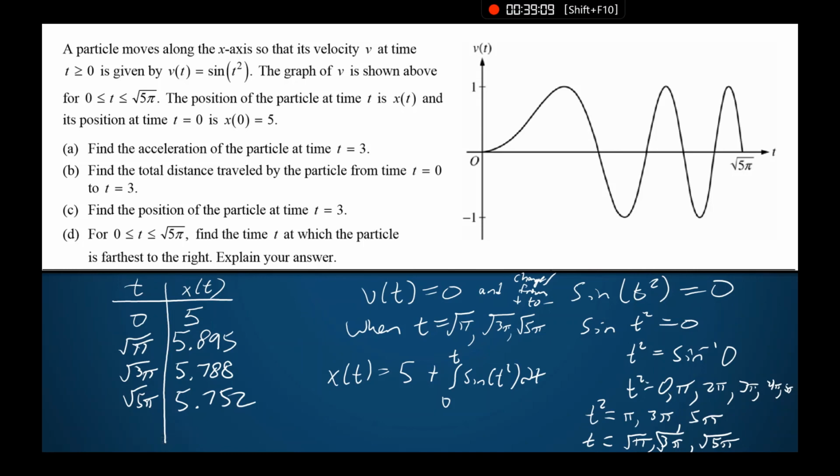Root pi. Root pi, perfect. The particle is furthest to the right at t equals the square root of pi. Any questions on what we did? No. Okay.